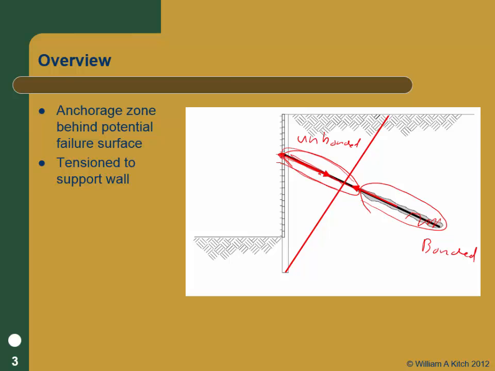And instead of pushing on the wall from the inside as we do with a braced excavation, we're actually pulling on the wall from the backside. And so this bonded area needs to be behind the zone where you have a potential failure. So this is our failure surface. Normally we're going to take this as 45 minus phi over 2. And it's pretty apparent that your bonded zone needs to be behind there. If you put it on the other side, you can put a lot of tension in it, and the whole thing's just going to slide down the hill anyway. So that's how the system is basically set up.